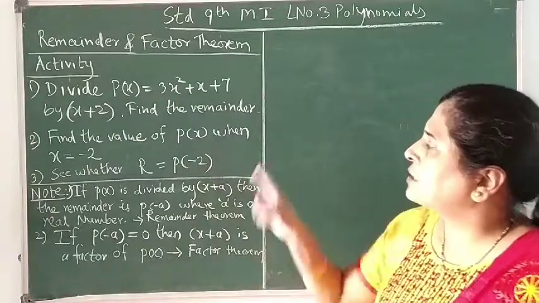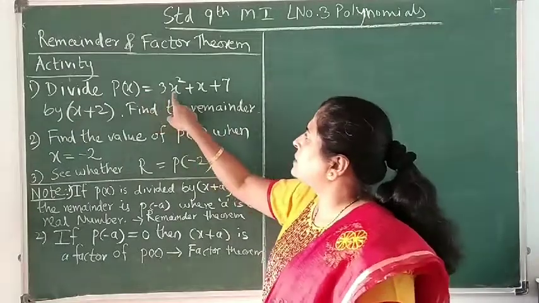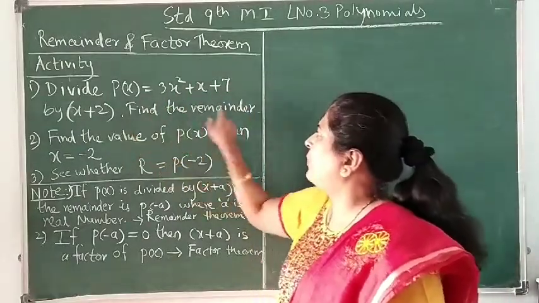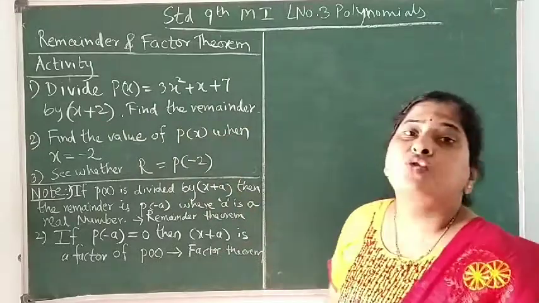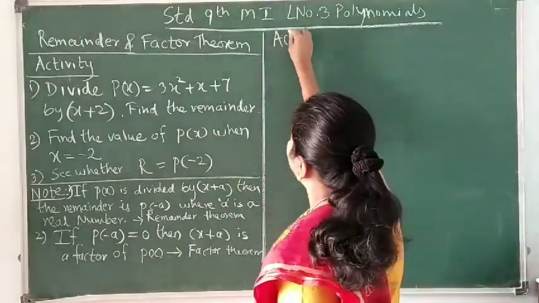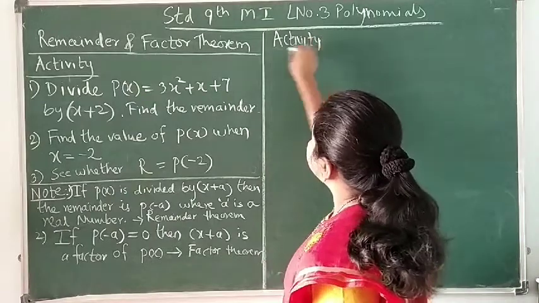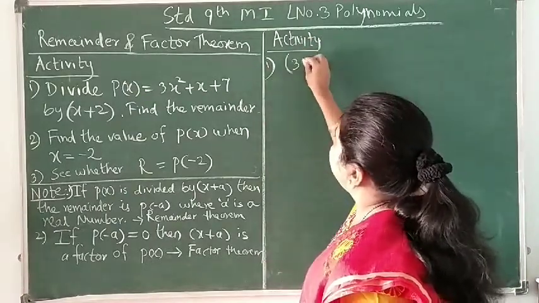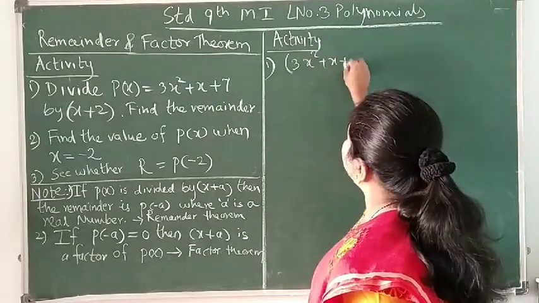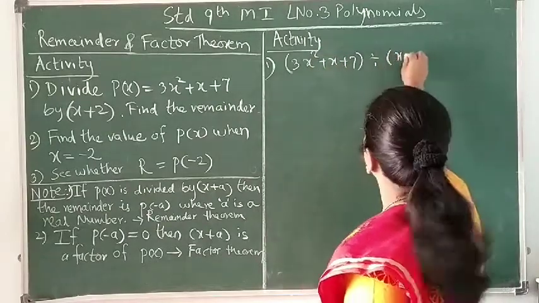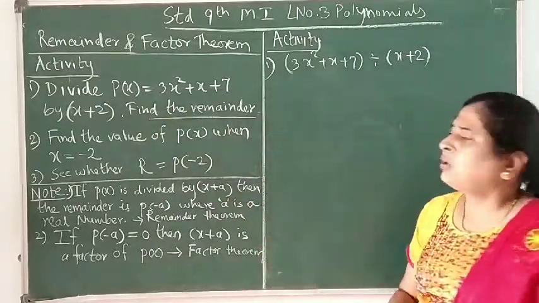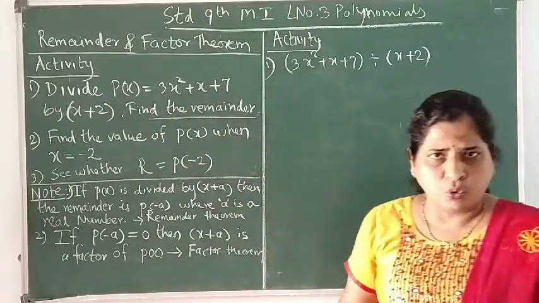That activity is: divide the polynomial 3x square plus x plus 7 by x plus 2 and find the remainder. This is the first step. Let's do this activity. We have to divide 3x square plus x plus 7 by x plus 2 and find the remainder. We do not want the quotient.